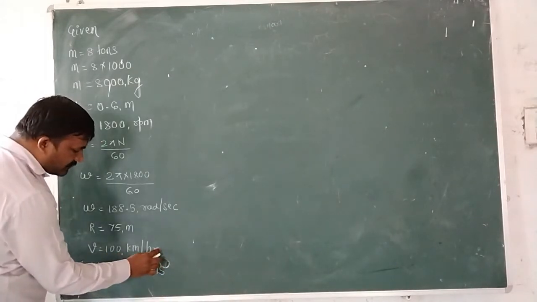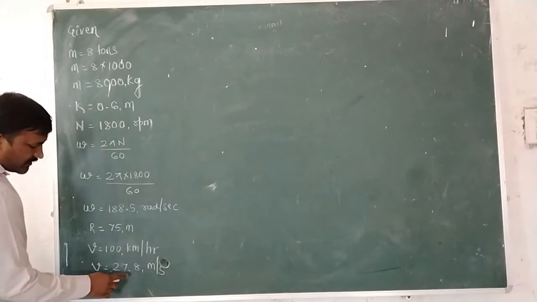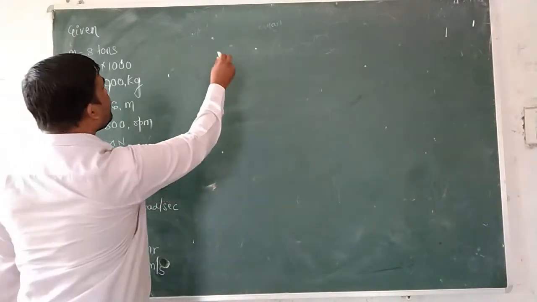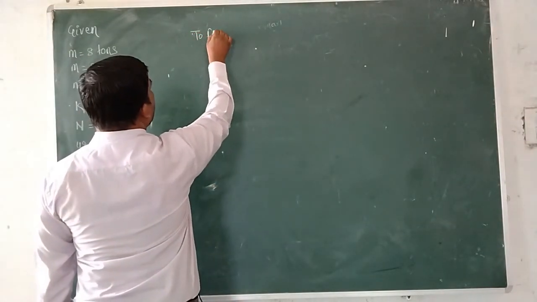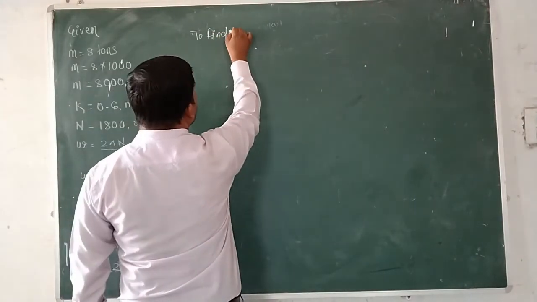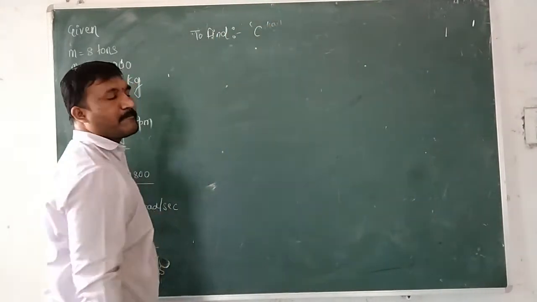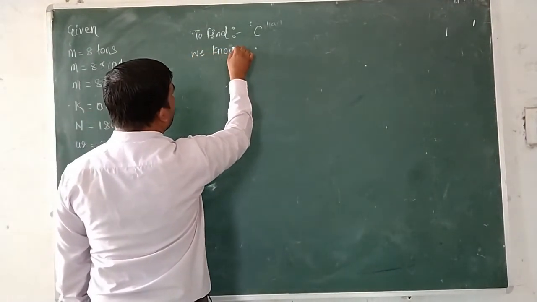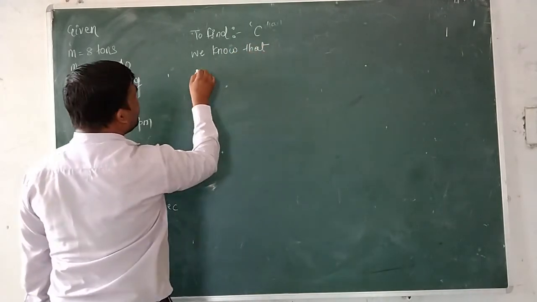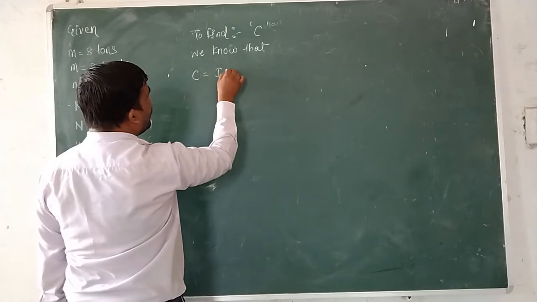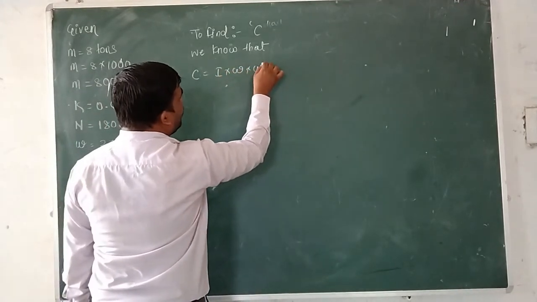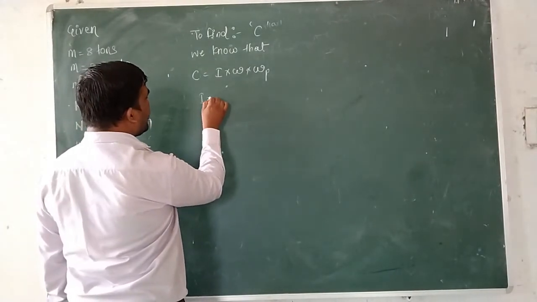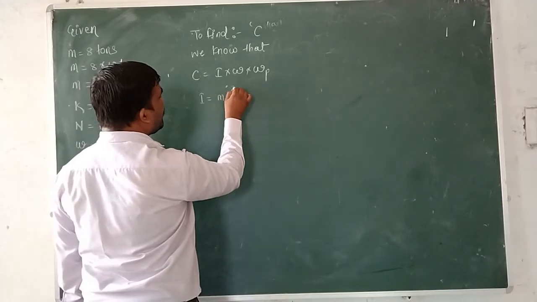You have to convert this velocity into meters per second. It will be 27.8 meters per second. And what we have to find out? We have to find out the gyroscopic couple C. We know that C is equal to I into omega into omega p. This we know, and we also know that I is equal to m k square.